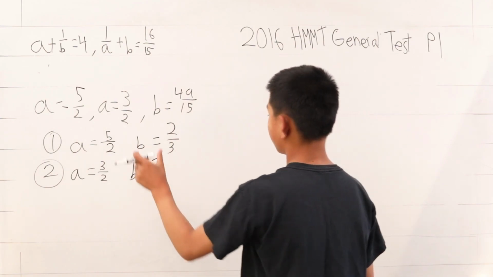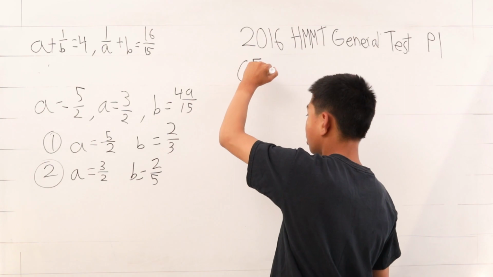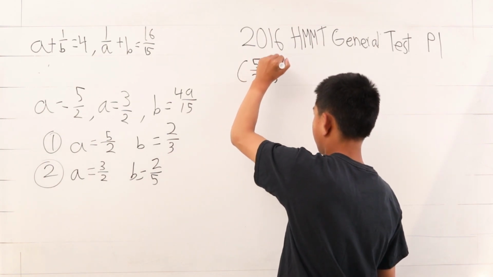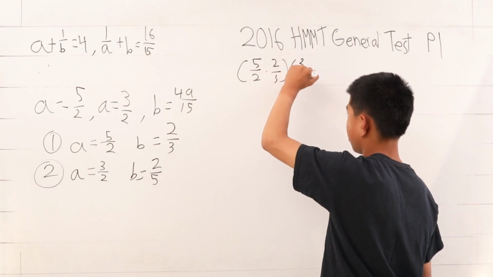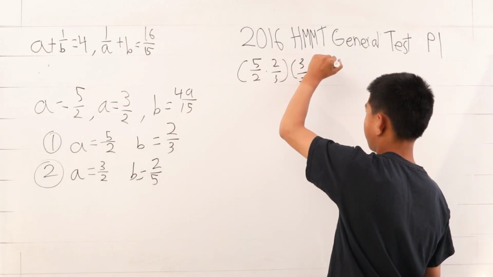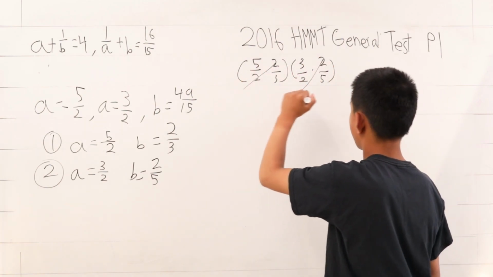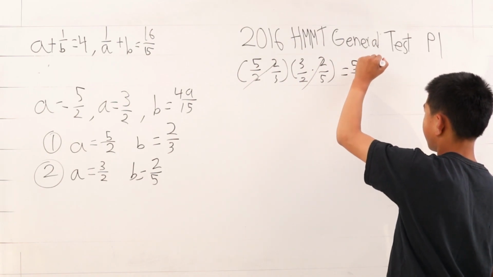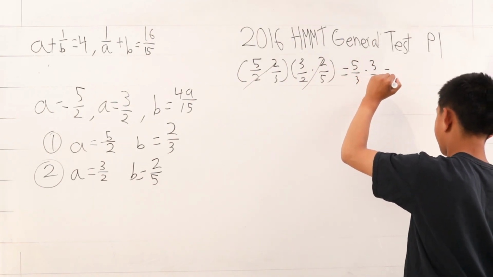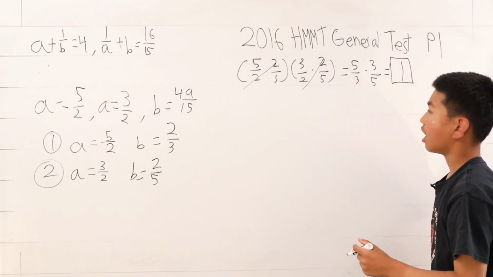So let's just do this first case. Multiply the first case, 5 over 2 times 2/3. That's our first AB. Our second AB is 3 over 2 times 2/5. That's our second AB. We see that these two cancel out. This is just 5/3 times 3/5, which will yield our answer, which is 1. So we have our answer.